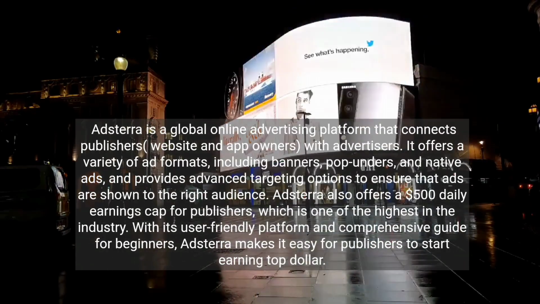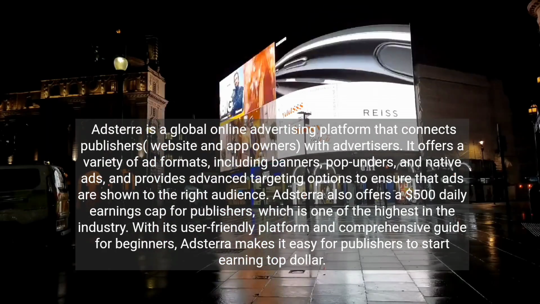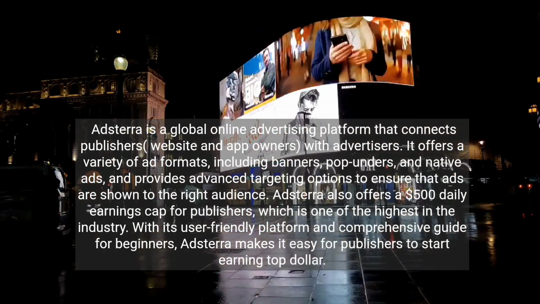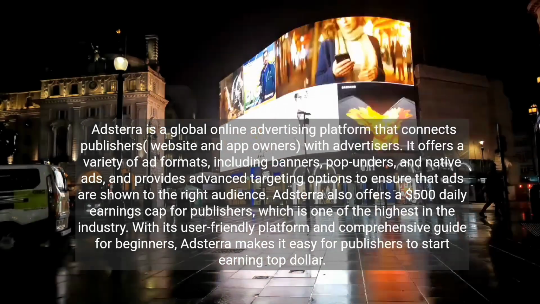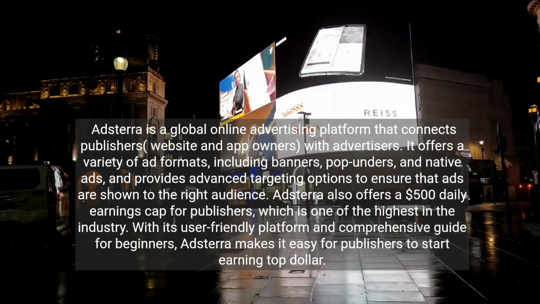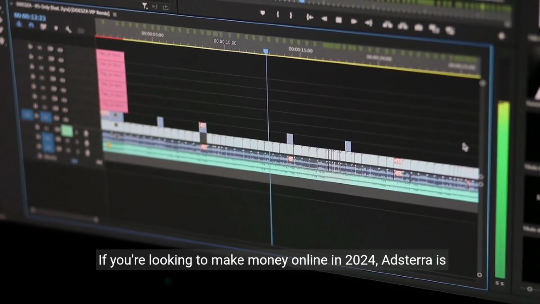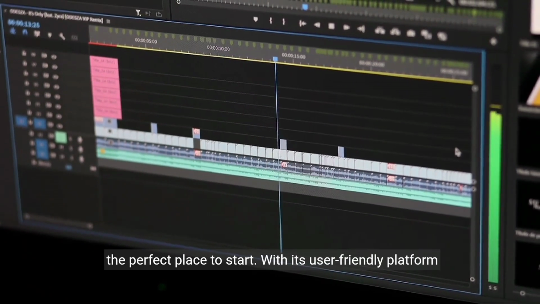Adsterra also offers a $500 daily earnings cap for publishers, which is one of the highest in the industry. With its user-friendly platform and comprehensive guide for beginners, Adsterra makes it easy for publishers to start earning top dollar. If you're looking to make money online in 2024, Adsterra is the perfect place to start.